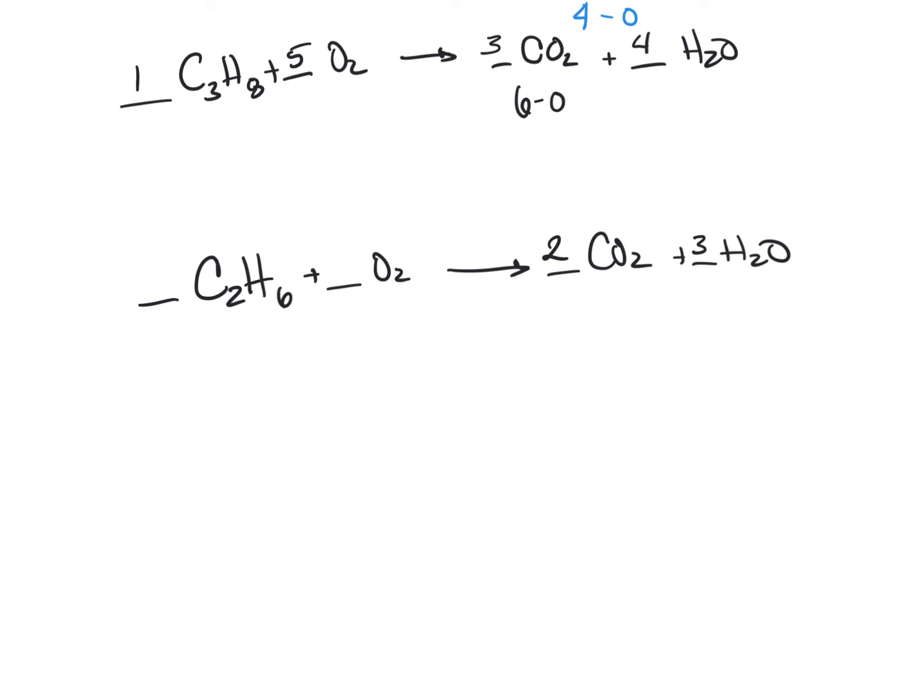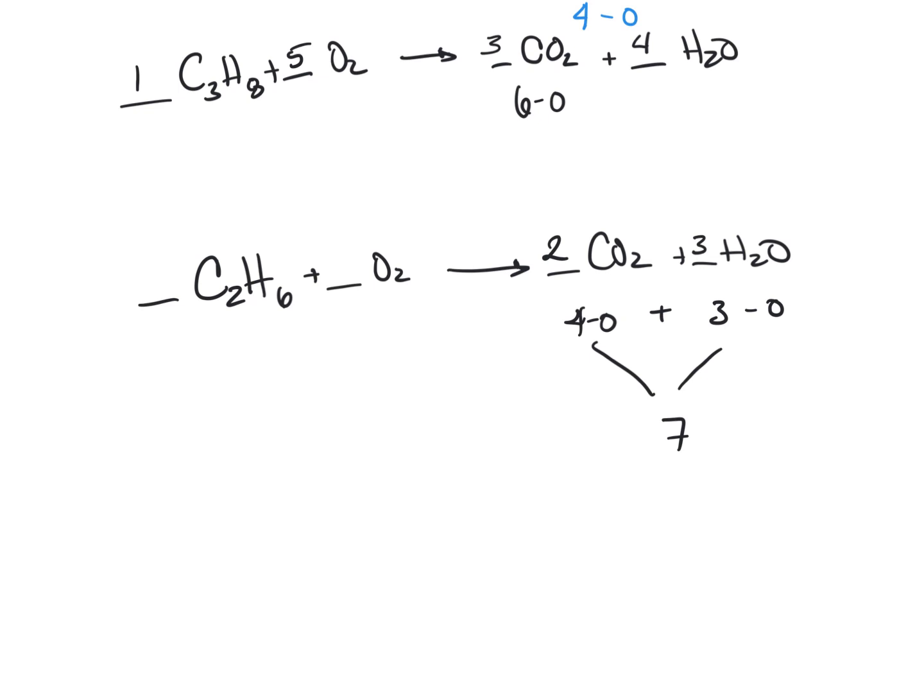Now I'm going to go ahead and total up all of my oxygens. I have 2 times 2 for 4 oxygens. And then I'm going to go to my water. I have 3 times 1 for 3. So when I add these 2 together, I get 7 oxygens. Now, the question becomes, what number would go right here when multiplied by 2 gives us 7? What number multiplied by 2 gives us 7?